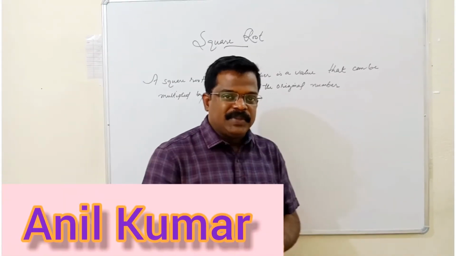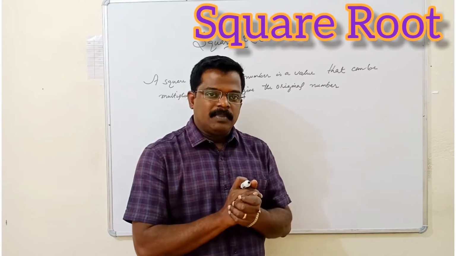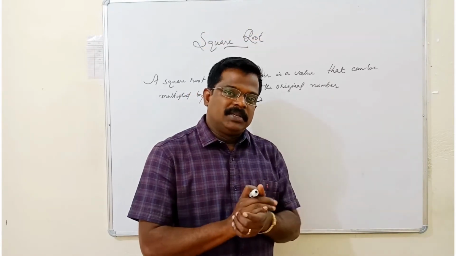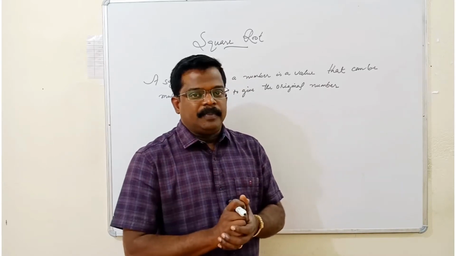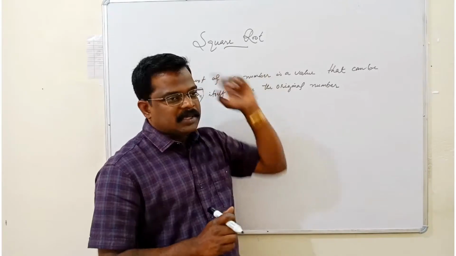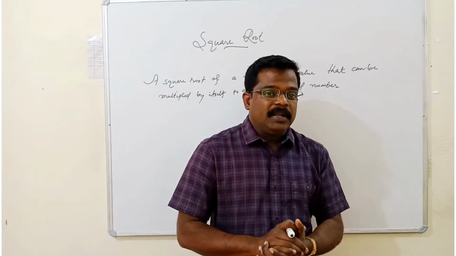In our last class, we studied squares and we found some square numbers. How can we identify square numbers, perfect square numbers? But today we are going to study the next part of the same chapter, that is square root. Okay, so what is square root?